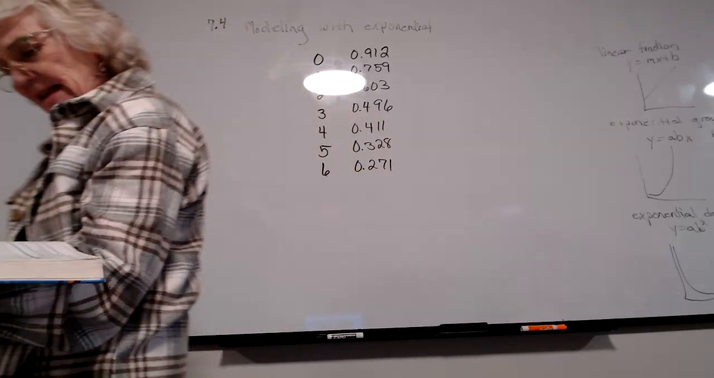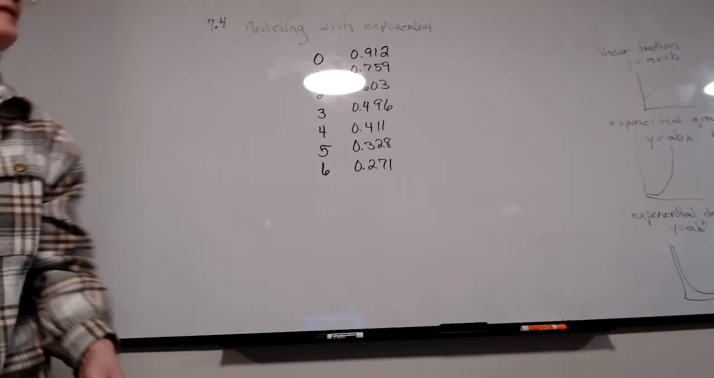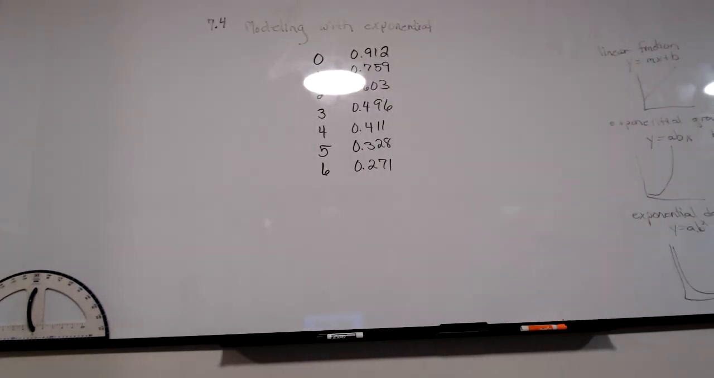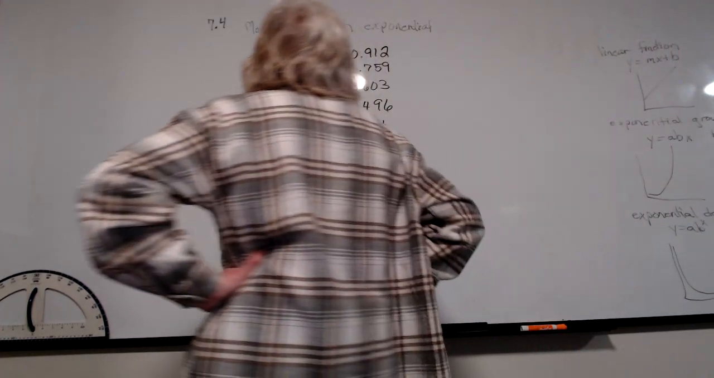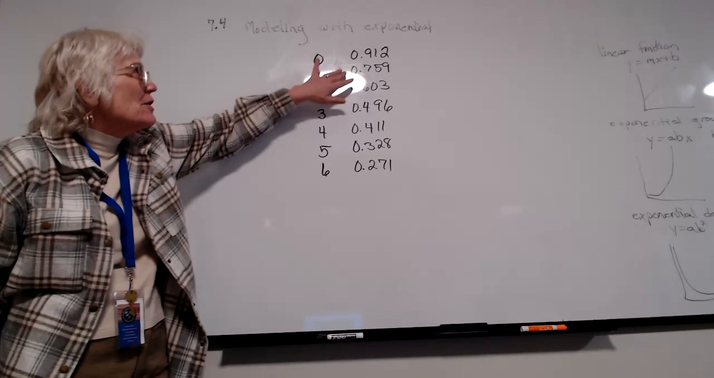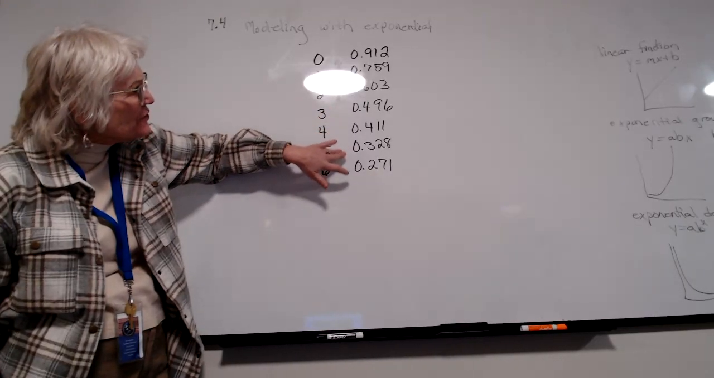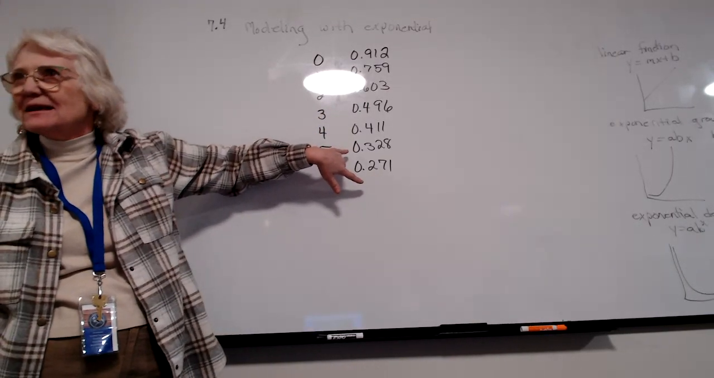Okay, now it asks us to write an exponential equation for this. If you look at that, what kind of exponential equation would it be? Probably decay, yeah. What made you say that? What was your theory? I don't know, it was just a wild guess. A wild guess. If you look at it, we are definitely going down.